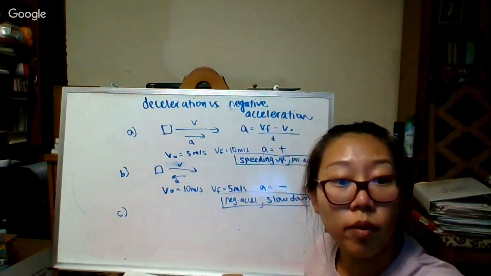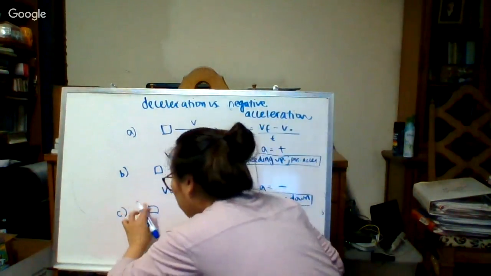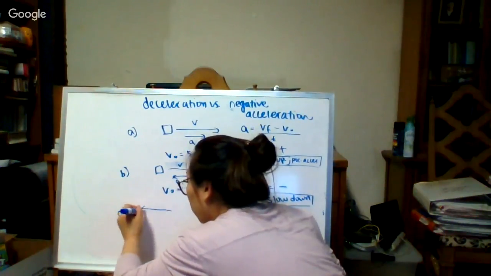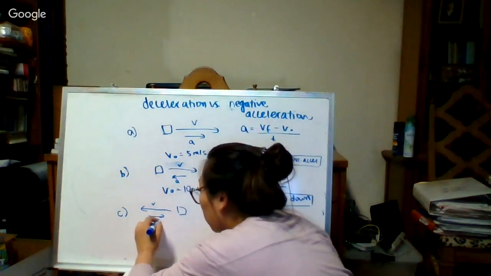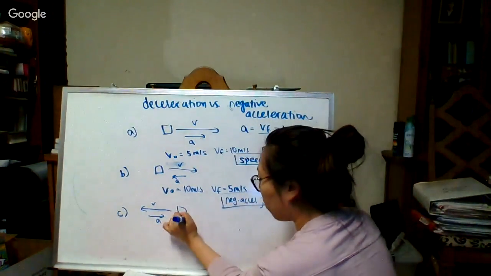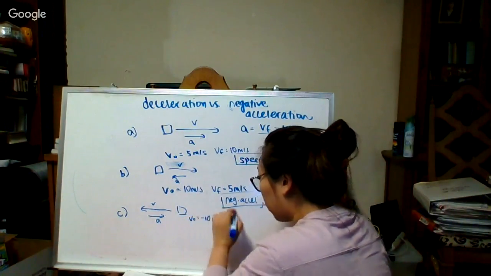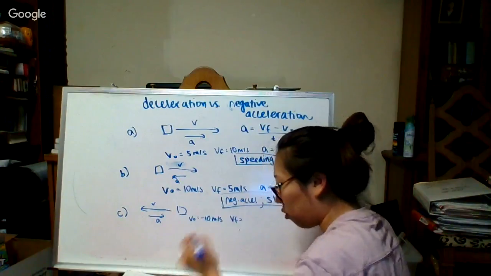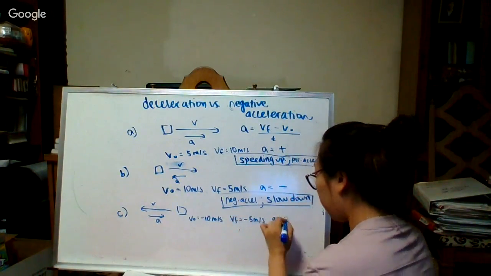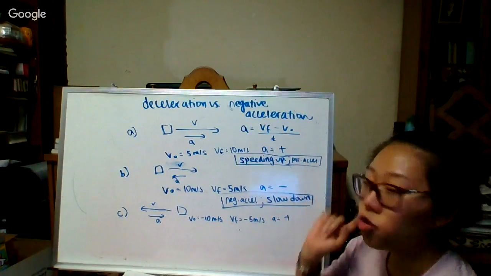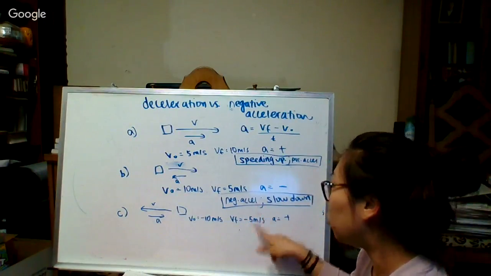C would be when you have an object that is going in this direction. Oh man, let me do this way. B. And the acceleration is this way, meaning that your VO can be negative 10 meters per second, your VF is going to be negative 5 meters per second, and your A is then going to be a positive. When you just look at the magnitude, it goes from 10 to 5, which means it is going to slow down.